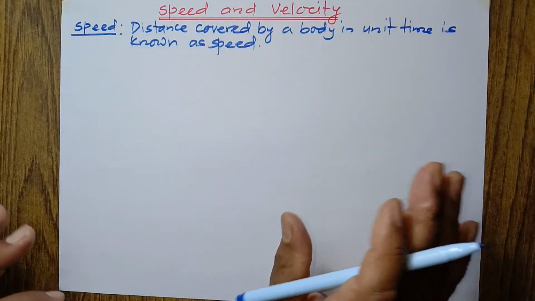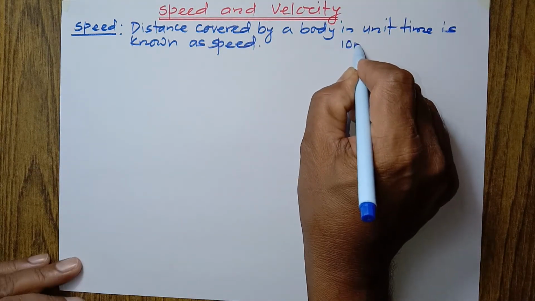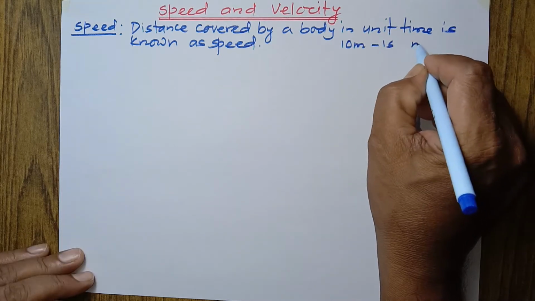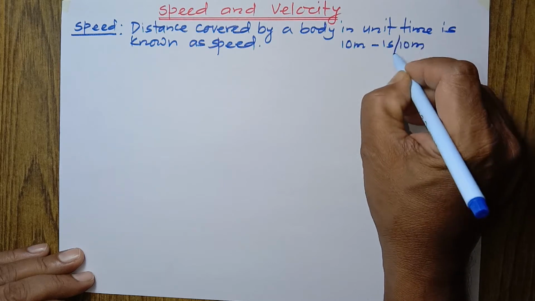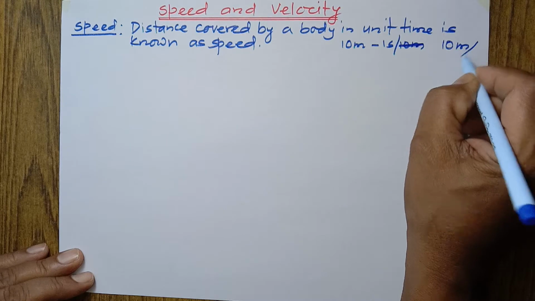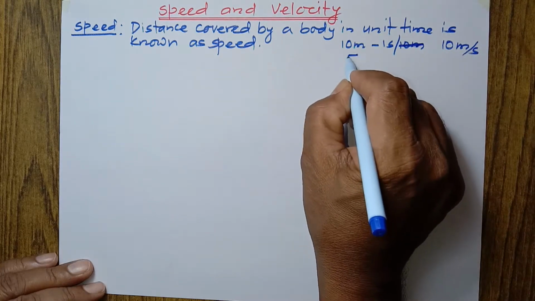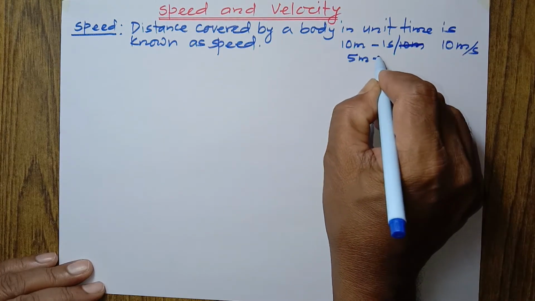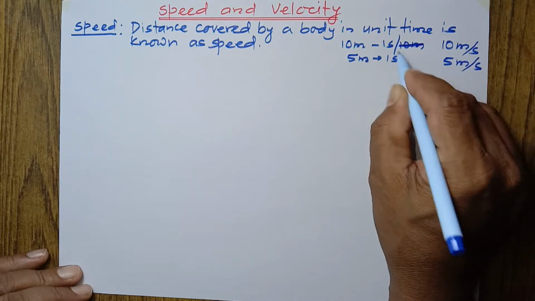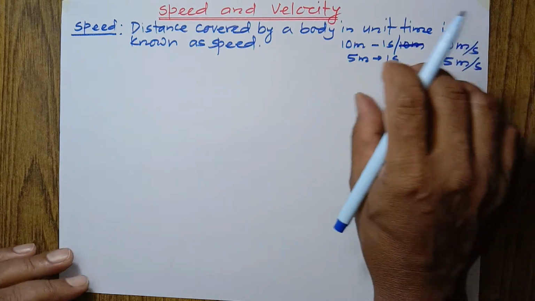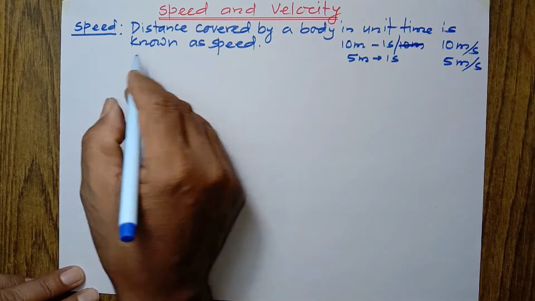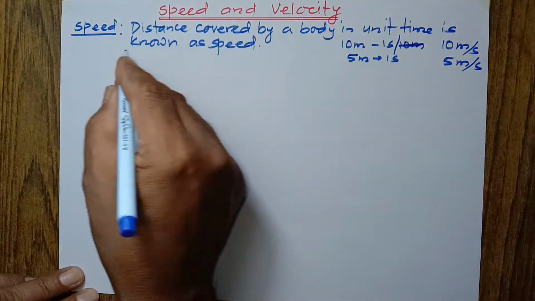It's very simple. If a body covers 10-meter distance and it takes 1 second time, then its speed will be 10 meter per second. Better to write like this: 10 meter per second. If a body covers 5-meter distance in 1 second time, then its speed is 5 meter per second. We are taking only one unit time. Sometimes what happens, time may be a little long. And if time is a little longer, then we'll use this equation to calculate the speed.